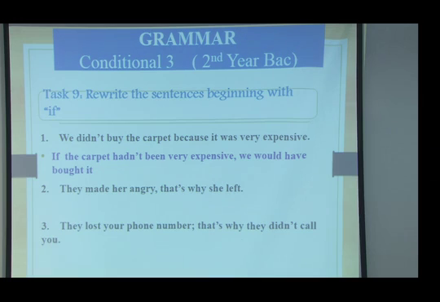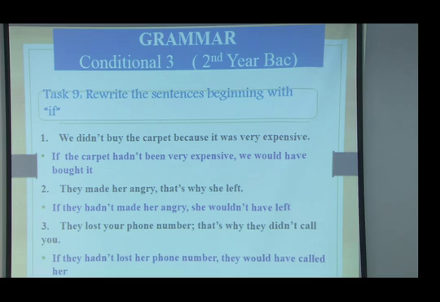Second situation, they made her angry. That's why she left. If they hadn't made her angry, she wouldn't have left. They lost your phone number. That's why they didn't call you. If they hadn't lost her phone number, they would have called her. Okay, good job, dear students. You're doing a great job here.